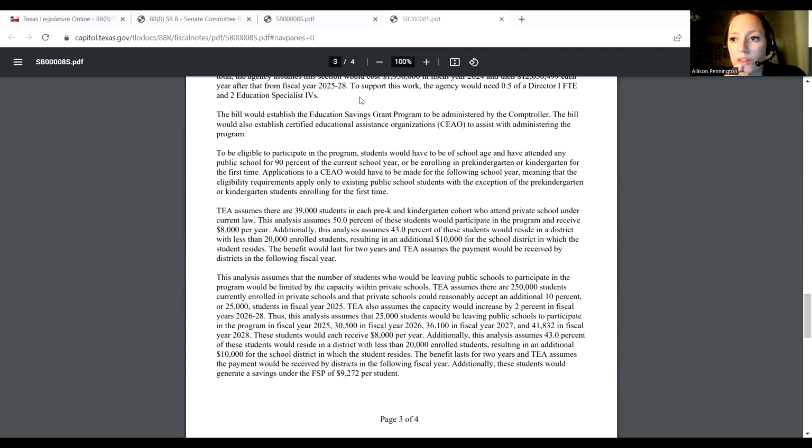And so the expense here is $8,000 per student per year. And then same deal here. So the assumption is that some fraction of these will be in smaller school districts. And so the state is paying out $10,000 a year for those districts in the first 2 years. And again, here we have this hint that these students would generate a savings under the foundation school program. So they're saying that, as far as the state's concerned, we are paying less money to educate these kids in a public setting. So for the state, it's a little bit more of a win. Whether it's a win for the public school districts, not as clear.